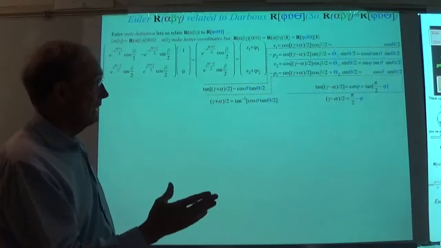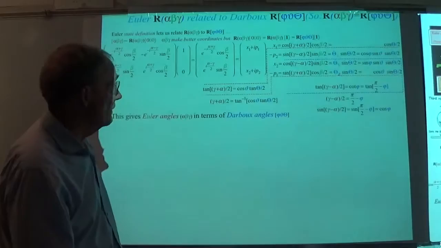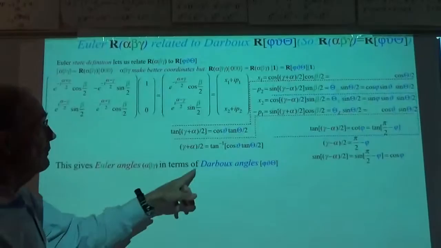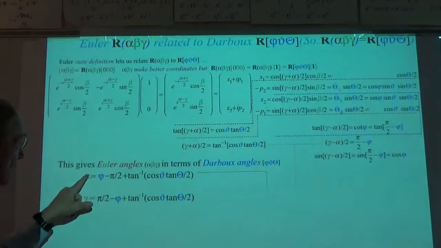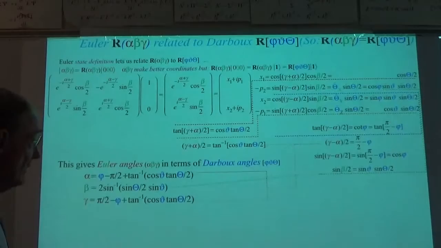That's pretty cool. This one, the gamma plus alpha, is an arctangent of a combination that involves a cosine and tangent of two different angles. So this gives the Euler angles in terms of Darboux angles pretty nicely. Alpha and gamma are that, and then we have to find something for beta, and that's not hard to do. Beta is just 2 times the arc sine of that weird product there.